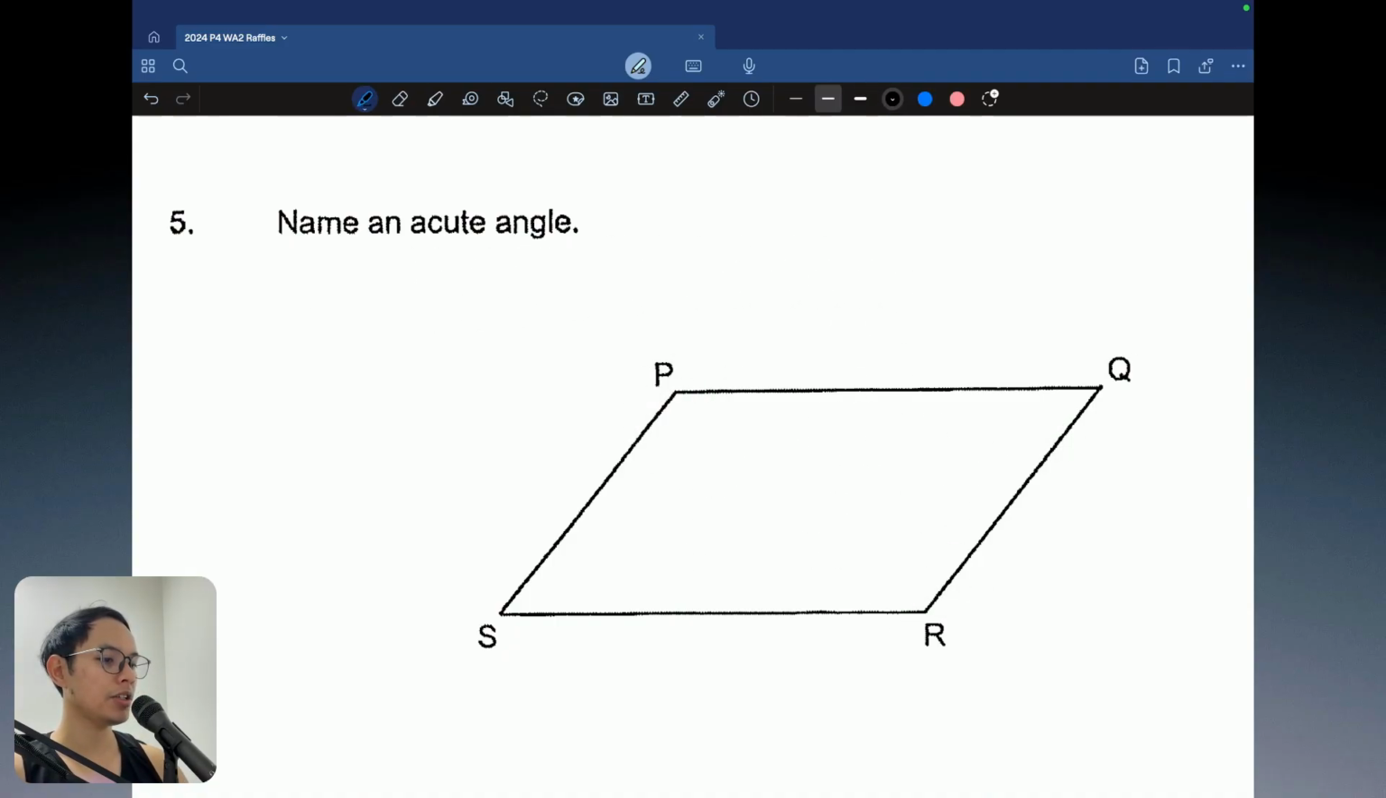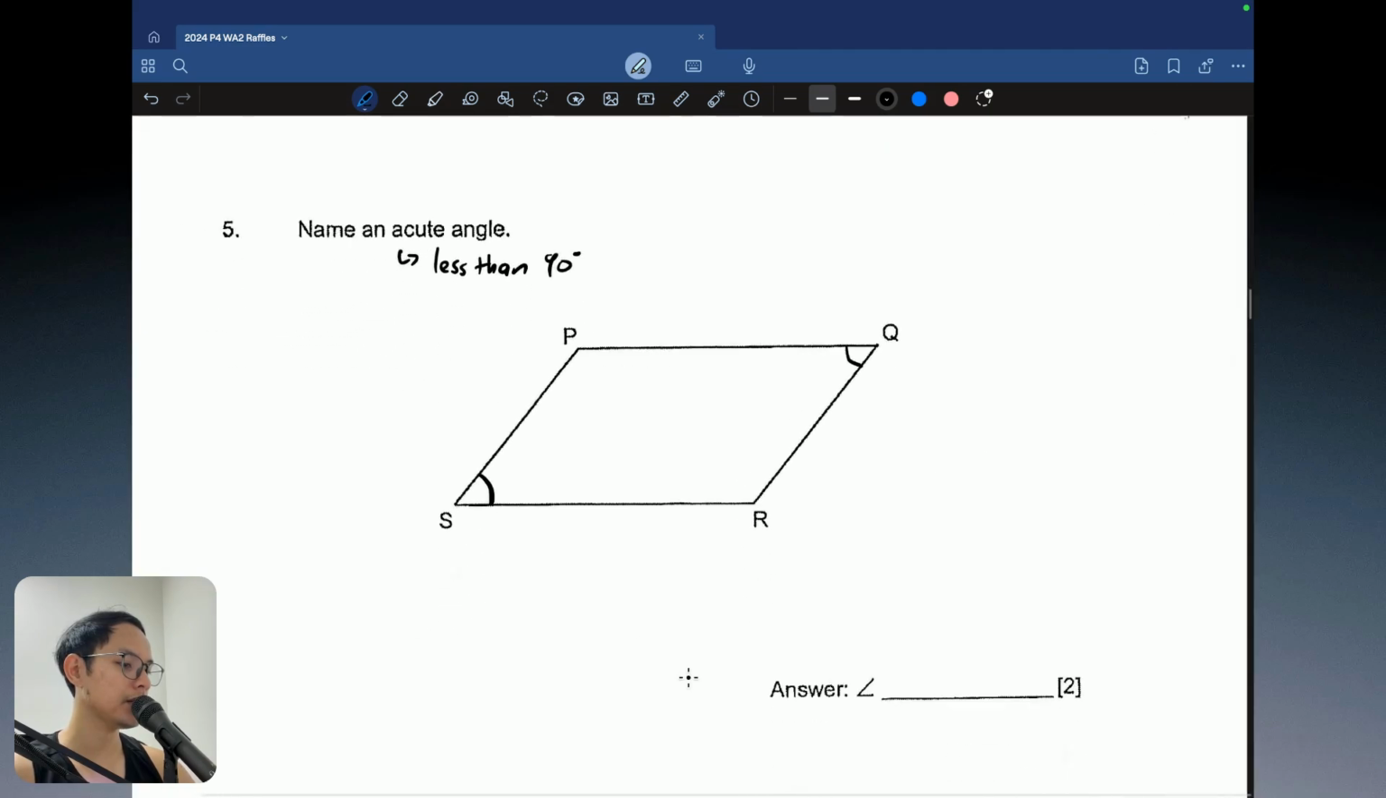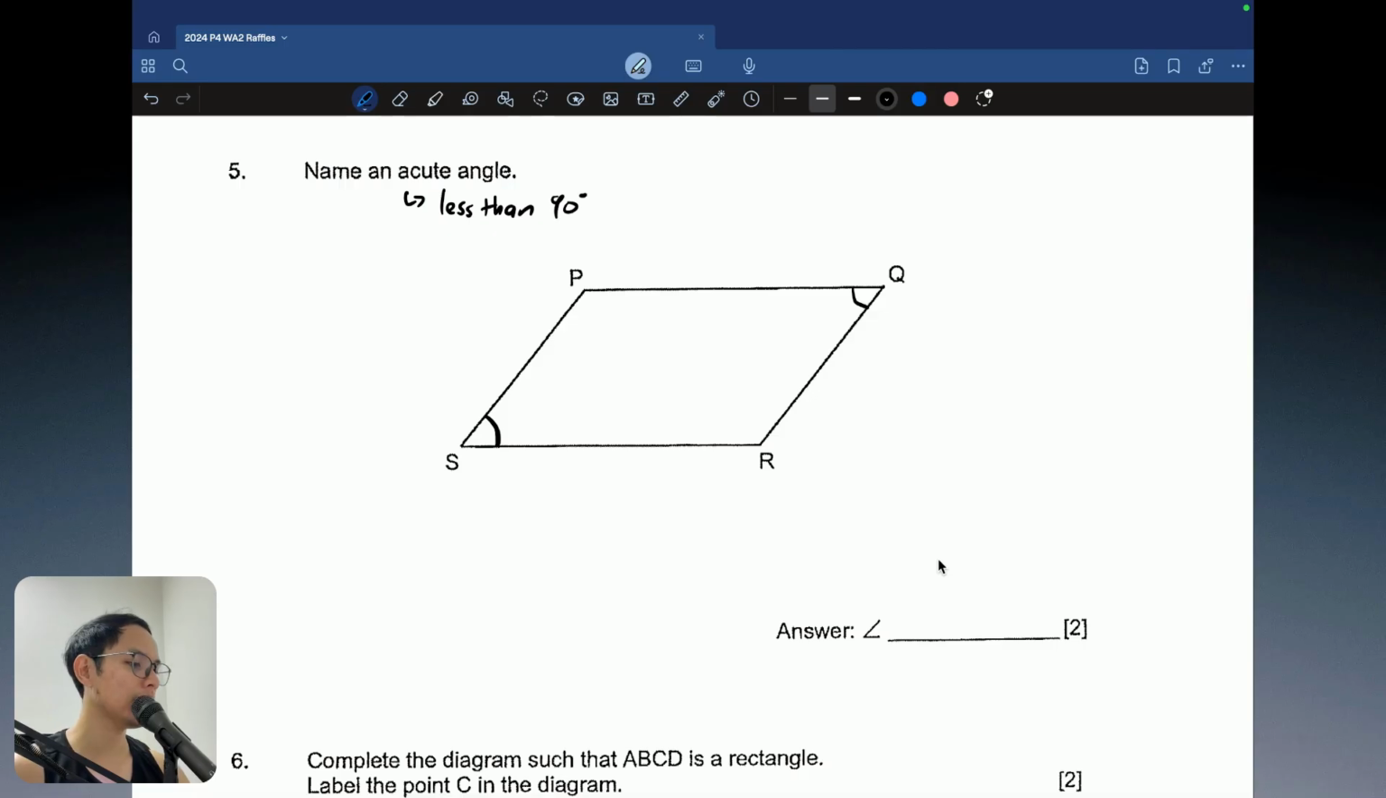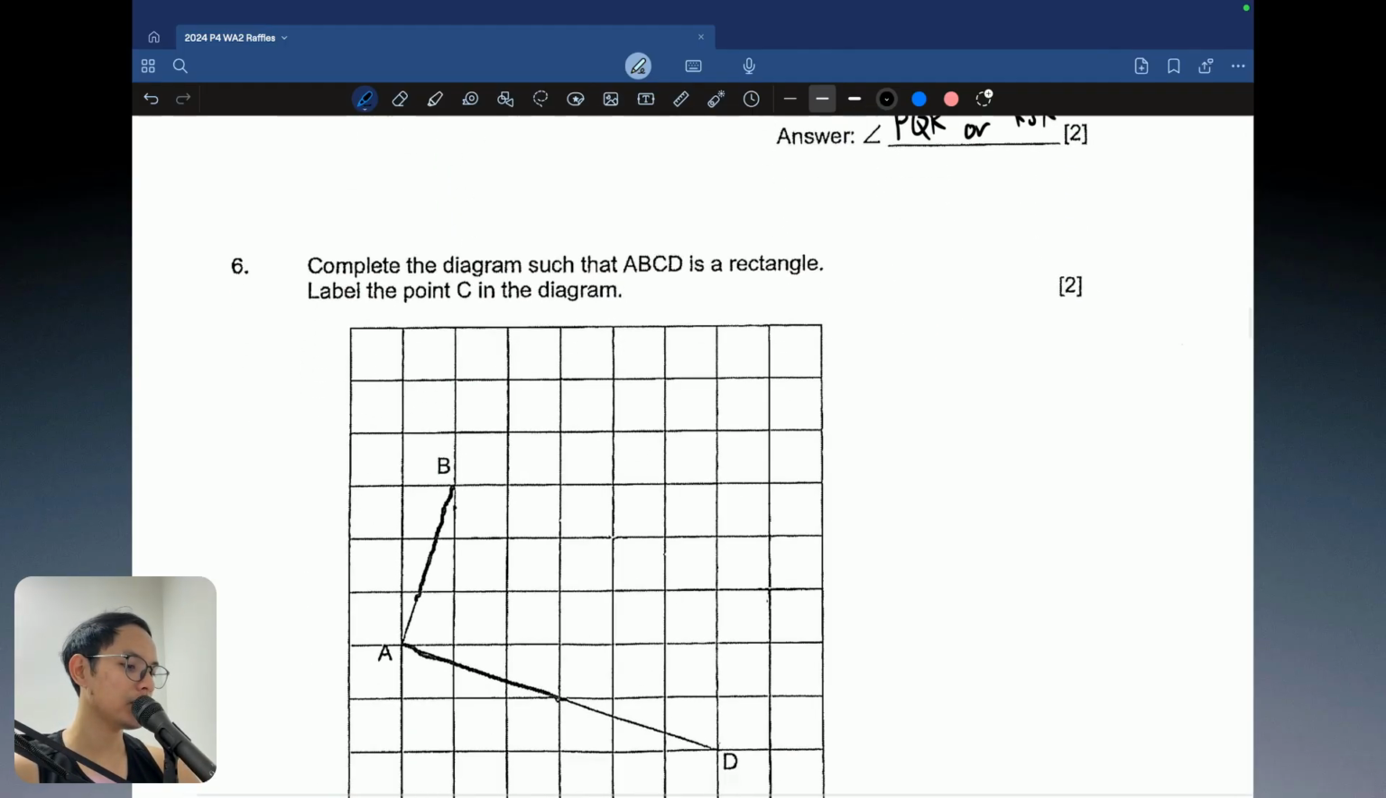Essentially an acute angle is less than 90 degrees. In this case, what is less than 90 degrees is either PQR or PSR. Pretty straightforward. It's not the other ones. So it can be PQR or PSR. You just name one, because it says the word "an". So just name one. Let's move on to the next one.